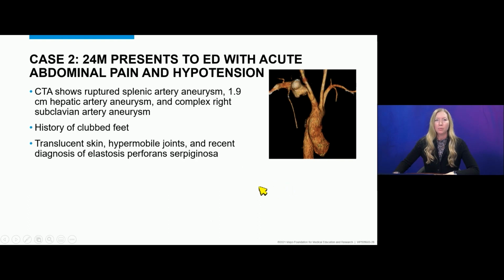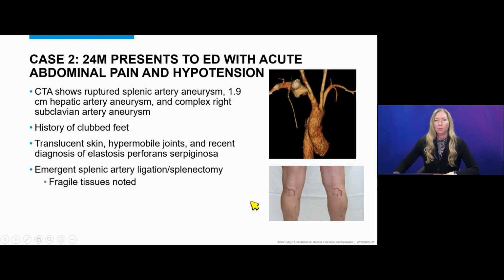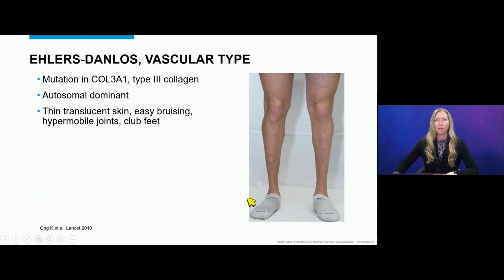He has a history of clubbed feet, very translucent skin, and hypermobile joints, and he was recently diagnosed with elastosis perforans serpiginosa, and this is what this looks like. This patient went to emergency surgery for the ruptured splenic artery aneurysm, and his tissues were noted to be very, very fragile. His genetic testing did confirm a pathogenic mutation in collagen 3A1. So this patient has vascular Ehlers-Danlos syndrome, and these are his legs here. These patients have very thin translucent skin. You can see all of the veins in these patients.